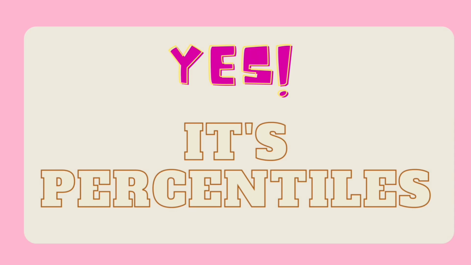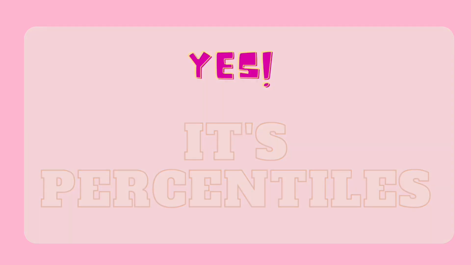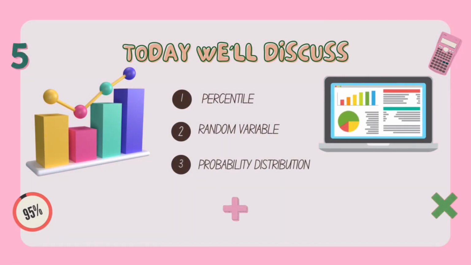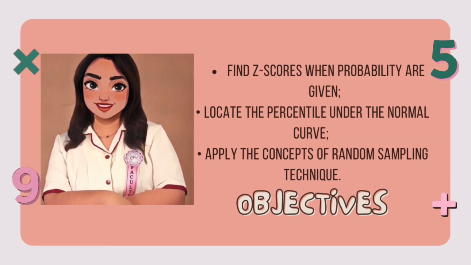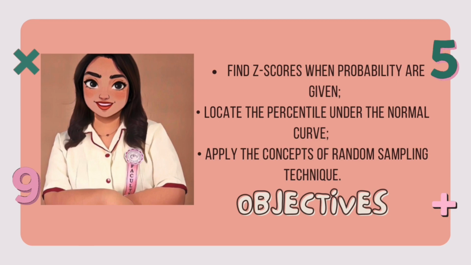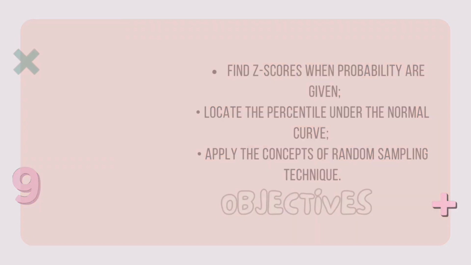So, let's proceed to our discussion. Week 1, percentile. Today, we'll discuss number 1, percentile; number 2, random variable; and number 3, probability distribution. And here are our objectives. Bullet 1, find the z-scores when probabilities are given. Bullet 2, locate the percentile under the normal curve. And bullet 3, apply the concepts of random sampling techniques.